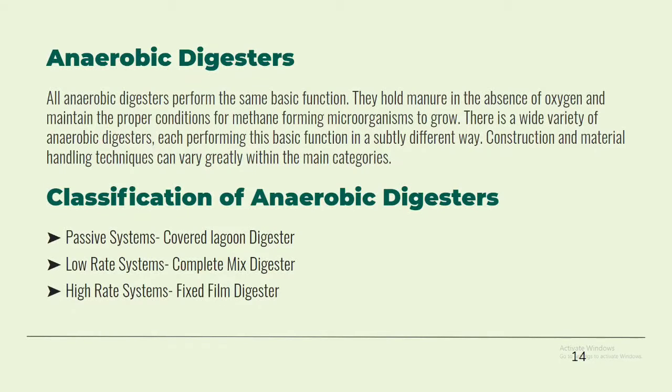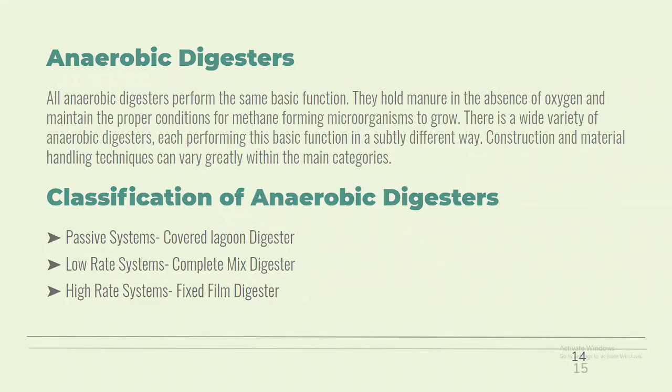The classification of anaerobic digesters are passive systems, low rate systems, and high rate systems. Passive system is classified as covered lagoon digester, low rate system classified as complete mixed digester, and high rate system classified as fixed film digester. Now over to you, Monish.